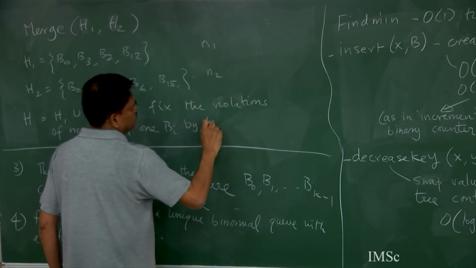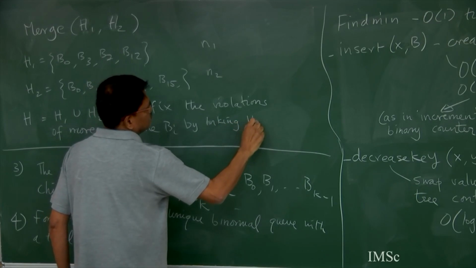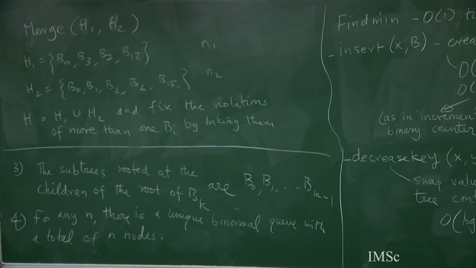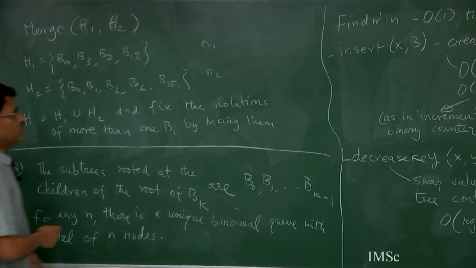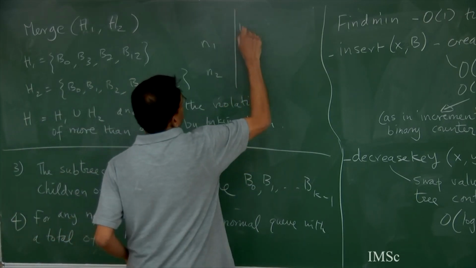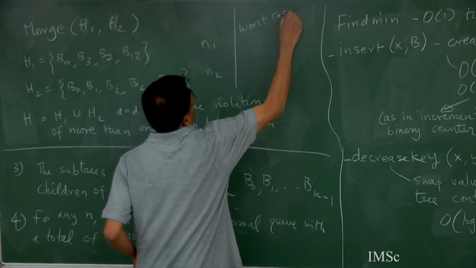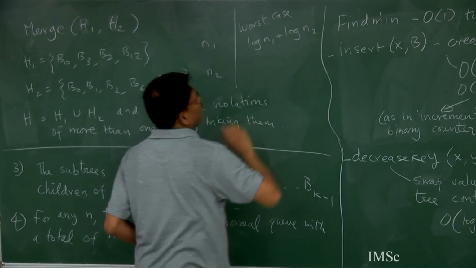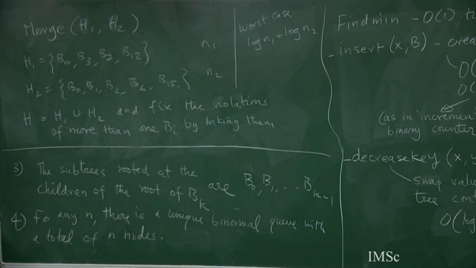By linking them. So there may be log n1 many trees here, log n2 many trees here. So max of these, or log n1 plus log n2 many trees, right? So worst case. More importantly, you can do it in logarithmic time, right? Remember, in a binary heap, I have a binary heap on n1 nodes, binary heap on n2 nodes, and the best way to merge is, you know, linear.